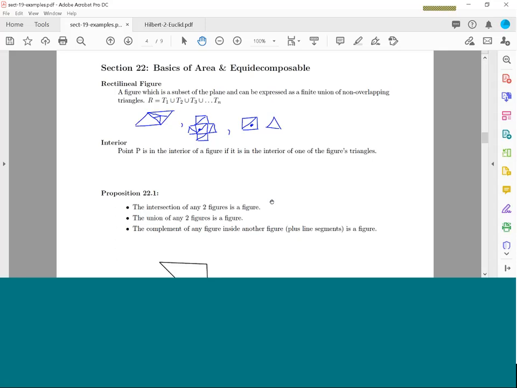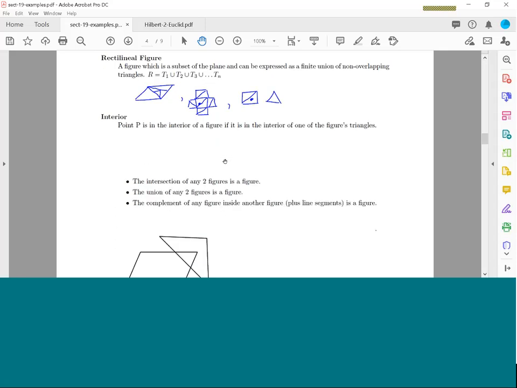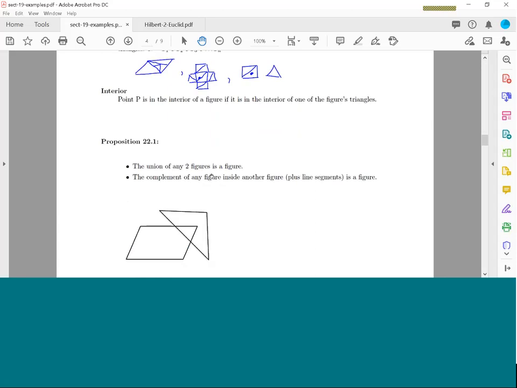And if you happen to have a point that lies on one of these lines, you just get a different way of cutting the figure up into triangles, and you'll still be just fine. So that's the basics on figures. Now, the first proposition in section 22 deals with how to deal with combining figures.